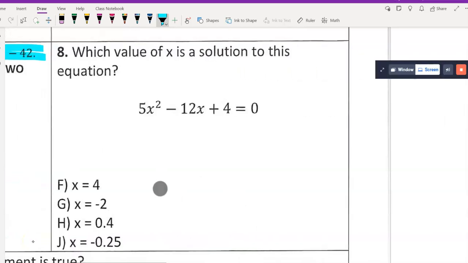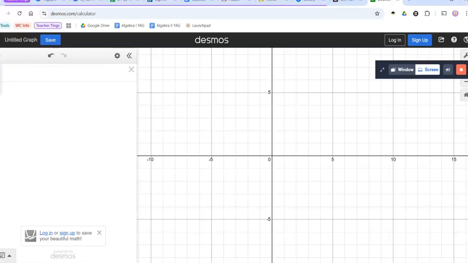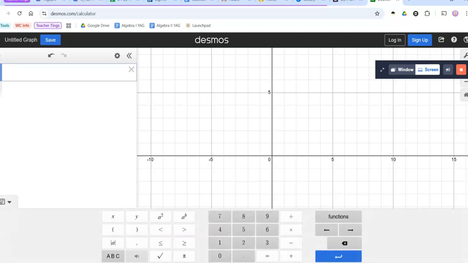All right, number 8. Which value of x is a solution to this equation? So again, solving for x. Is this in standard form? Yeah, it is. We could factor it, we could use the quadratic formula, or we can just stick it in Desmos. That's the easiest thing to do here.